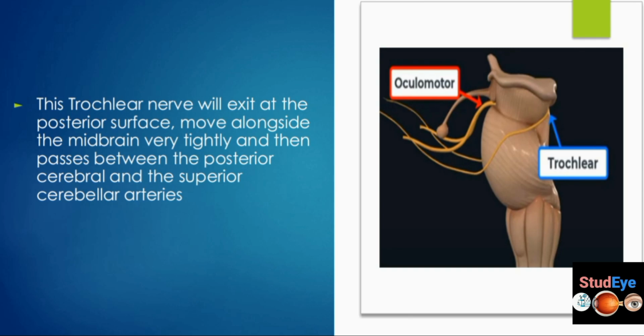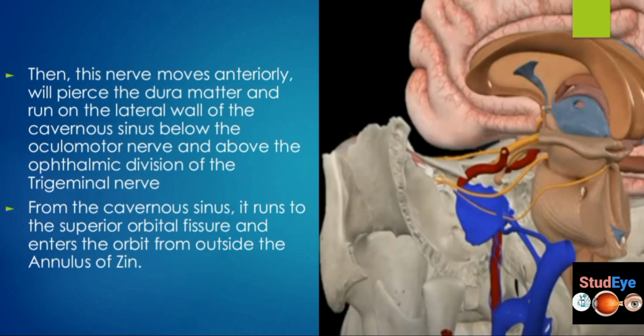So the trochlear nerve will move from the posterior side of the midbrain. It will cross the posterior cerebral artery first, and then the superior cerebellar artery. So they are up and down, right? So this is how it passes between them. The posterior cerebral artery is above the trochlear nerve, and the superior cerebellar artery is below the trochlear nerve, right?